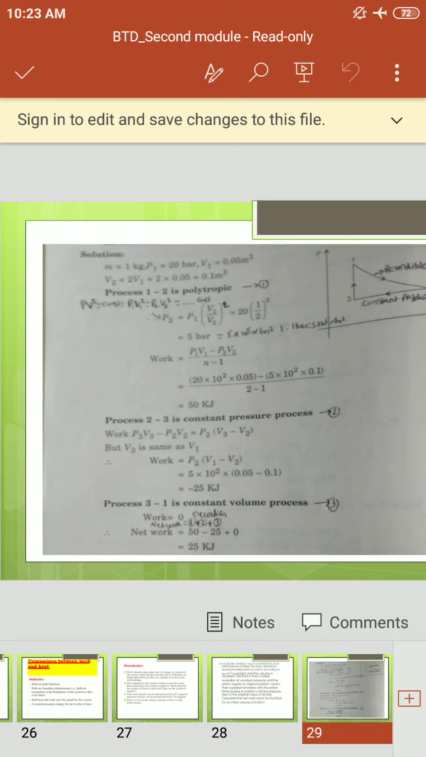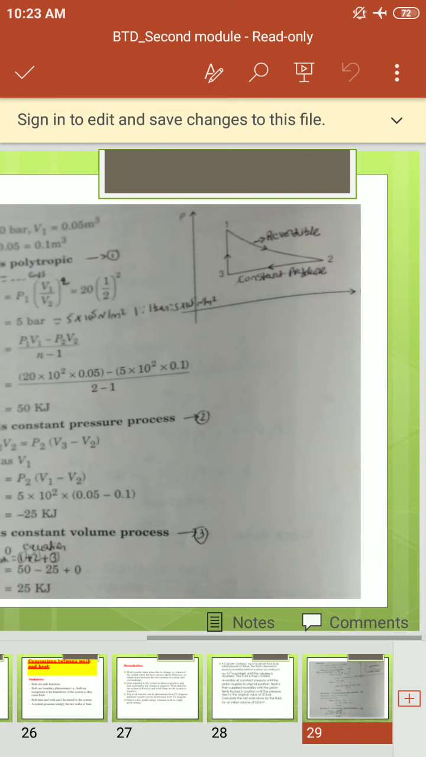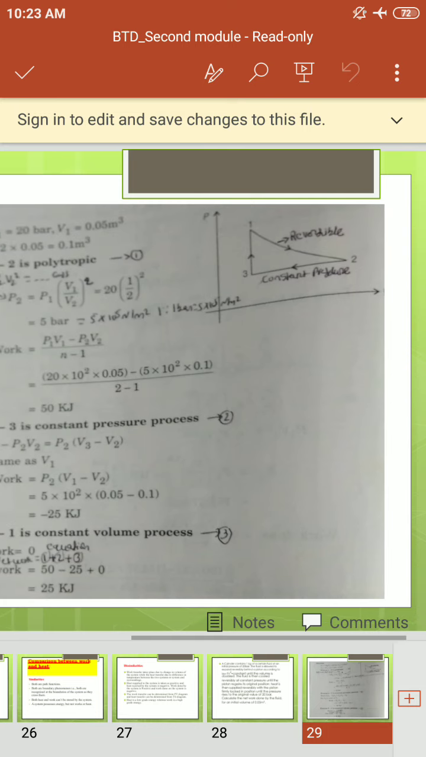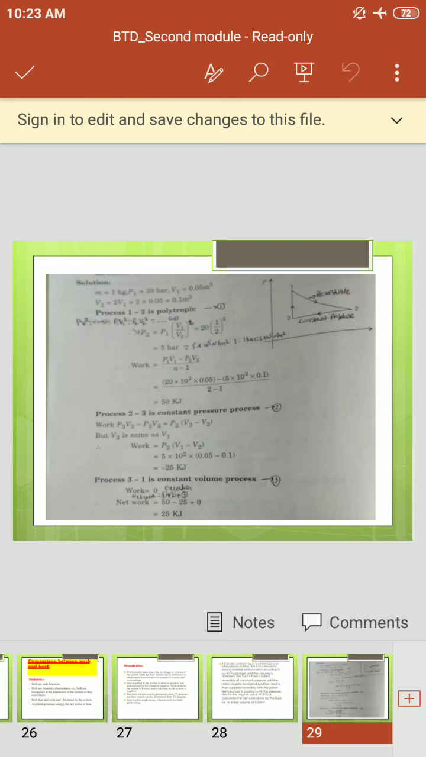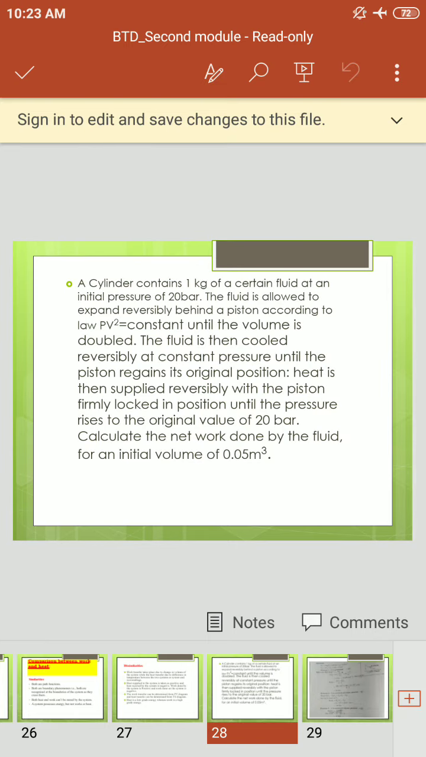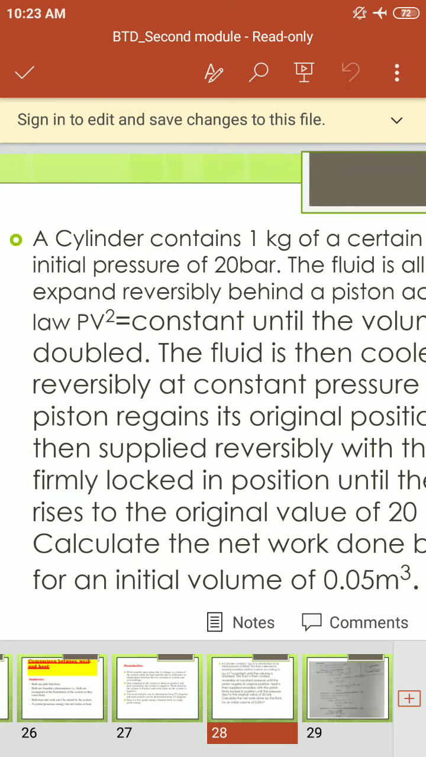Okay. For that, consider first process 1 to 2. By seeing the sketch, it is polytropic, because that is reversible. For that, in general, what is the form given? Here, see in the question: PV raised to 2 equal to constant is given. Okay.